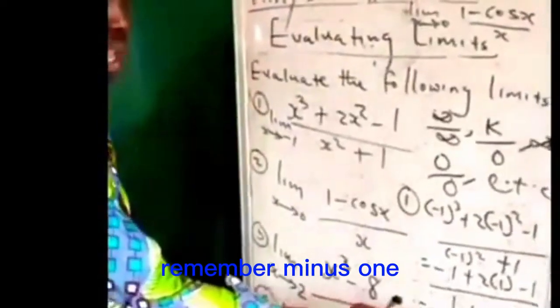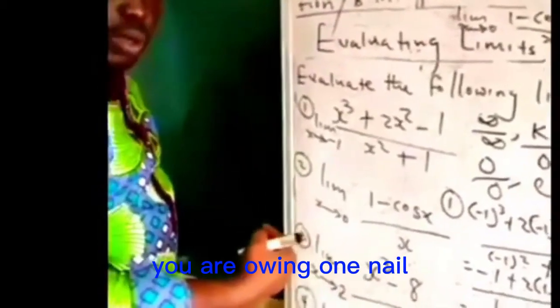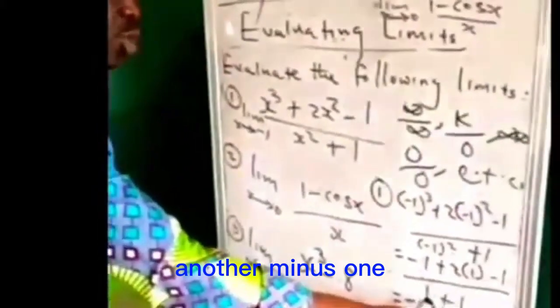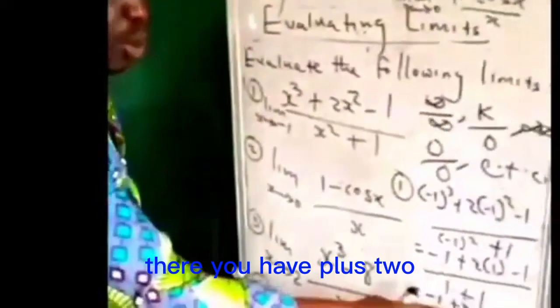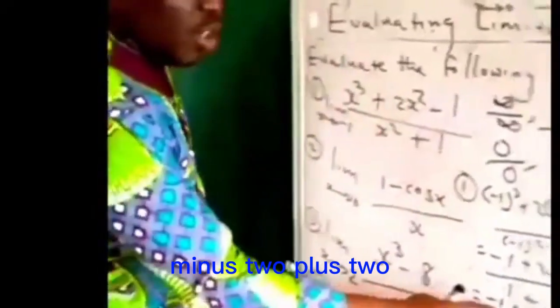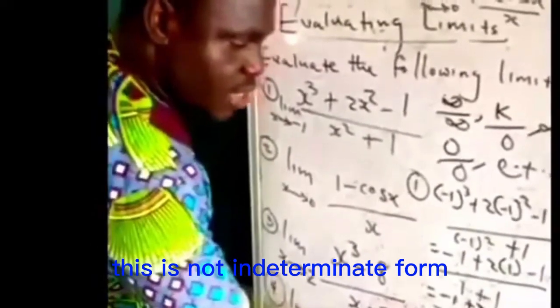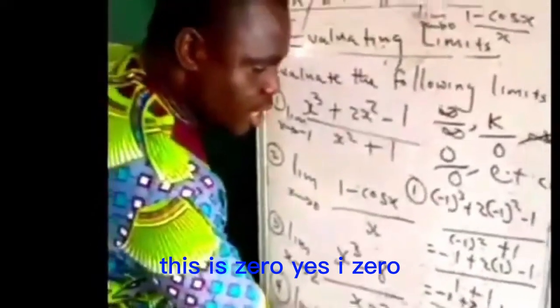Remember, -1, you are owing 1 naira. Another -1 here, you are owing another -1 naira. That's -2, that's owing 2 naira. Then you have plus 2, you have 2 naira. -2 plus 2, that gives you 0. And then you have 2 here. This is not indeterminate form, this is 0.